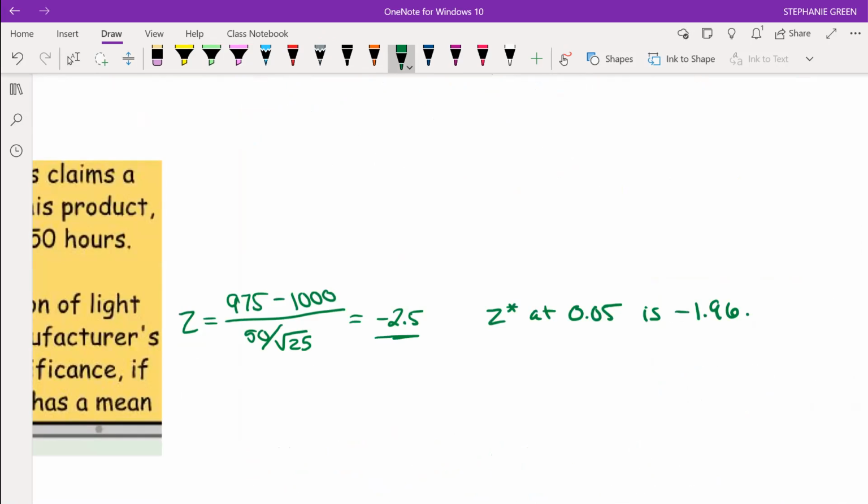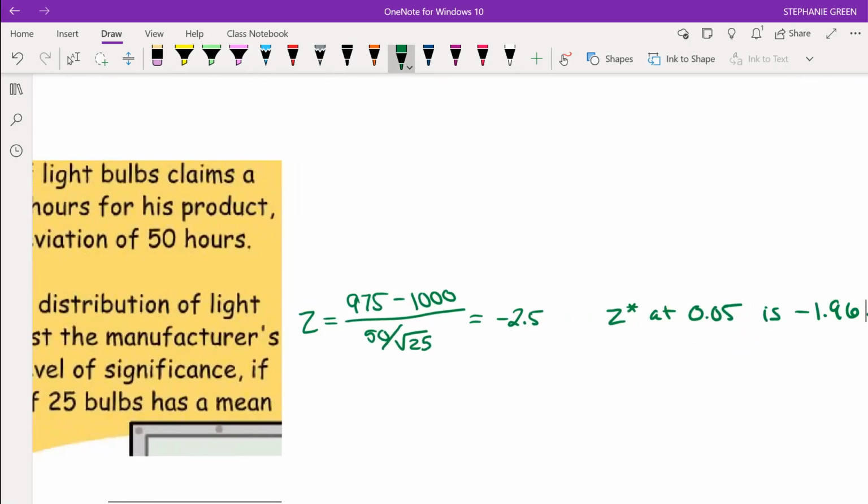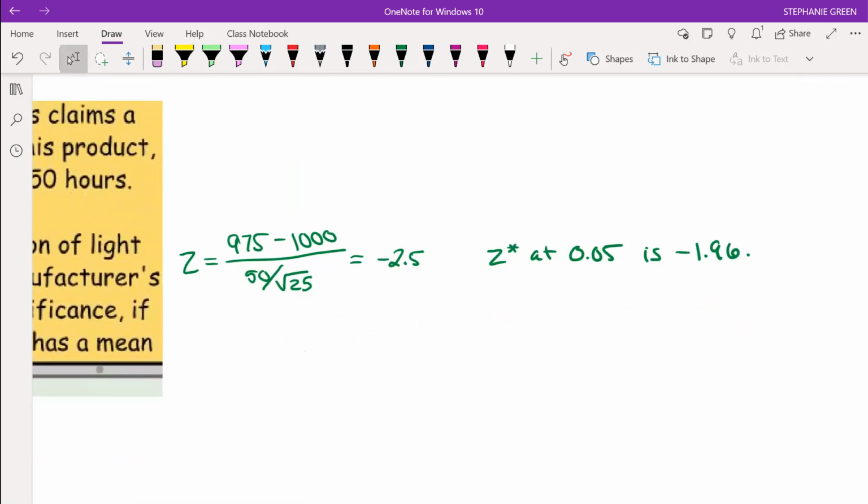So negative 2.5 is further from 0 than negative 1.96. So this is statistically significant. Our p-value is less than 0.05, so we can reject this null hypothesis. Okay, so simply changing from 982 to 975 was enough to make this a problem. Now they should be worried about their light bulb life, and they should be making adjustments to their factory so that their claim of 1,000 hours is still accurate.